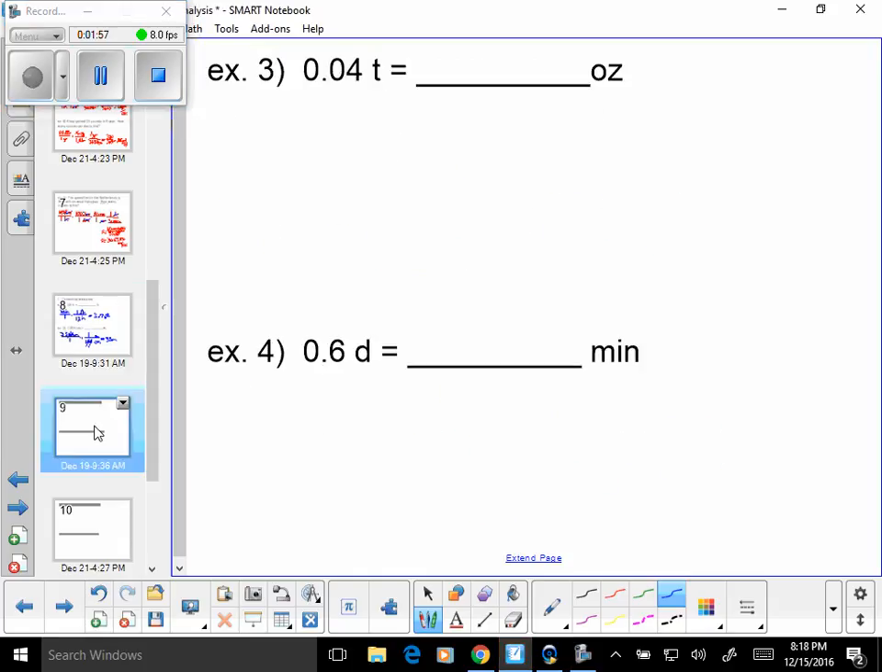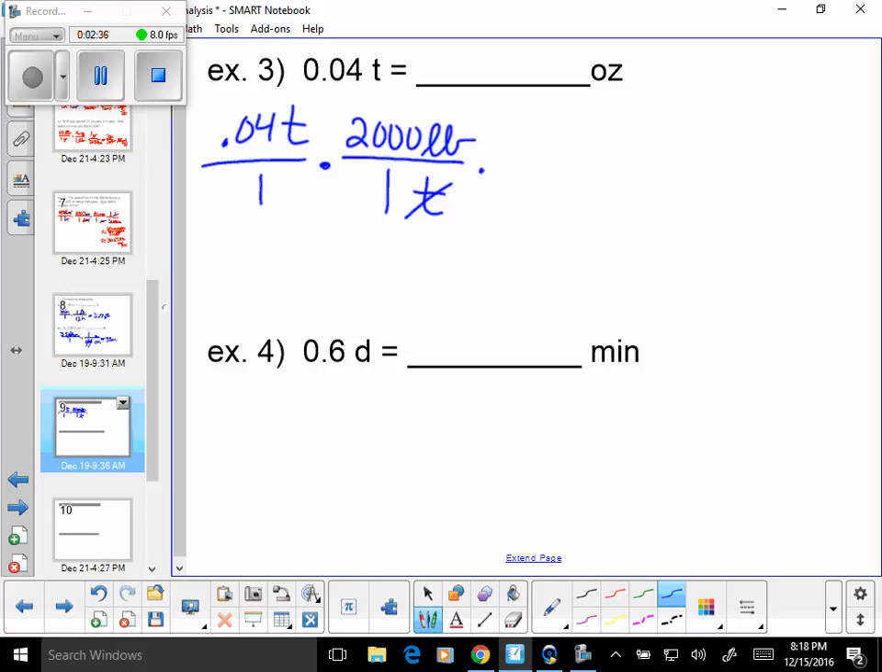Okay, here's example 3. I need to go all the way from tons to ounces. Now if you look at your table of equivalencies, we do not have a direct conversion between tons and ounces. We are going to have to go through pounds first. So I'm going to take my 0.04 tons over 1. Tons has to be in the bottom. I know that there are 2,000 pounds to 1 ton.